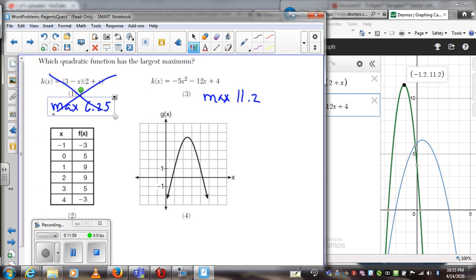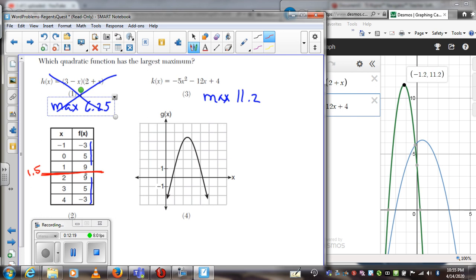Alright, so this one's out. Now let's take a look at the choices down below here. So we have a choice right here. I see symmetry here and here, which means my vertex must be in the middle right there. So my vertex must be at 1.5.